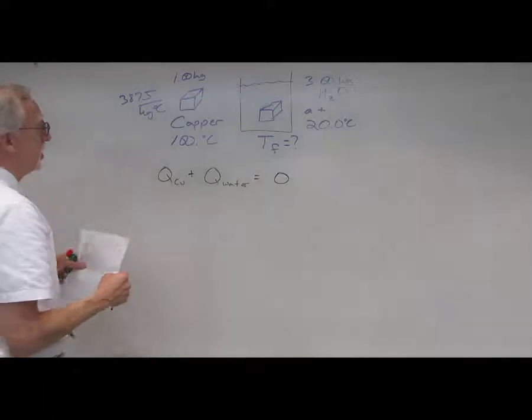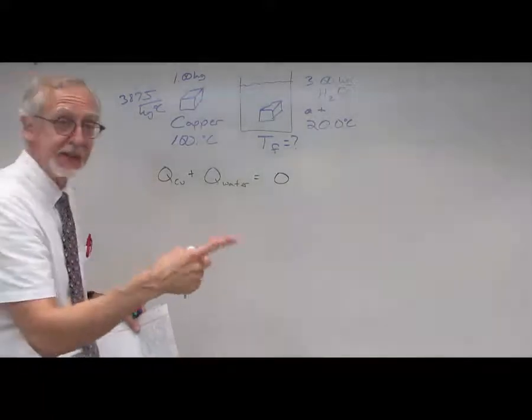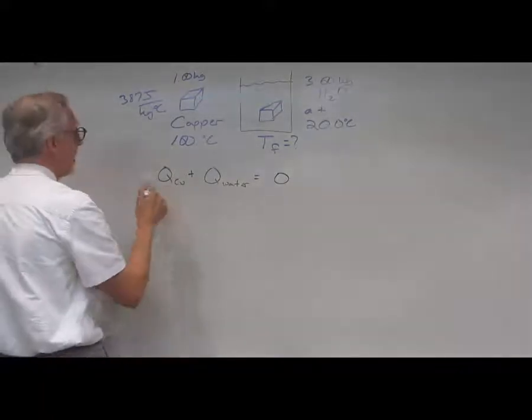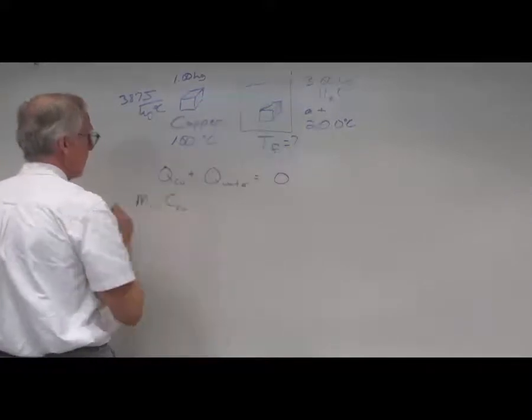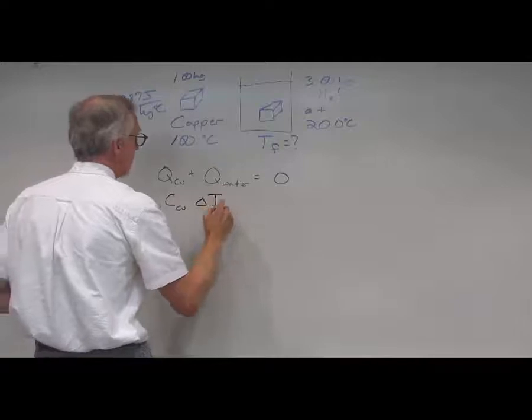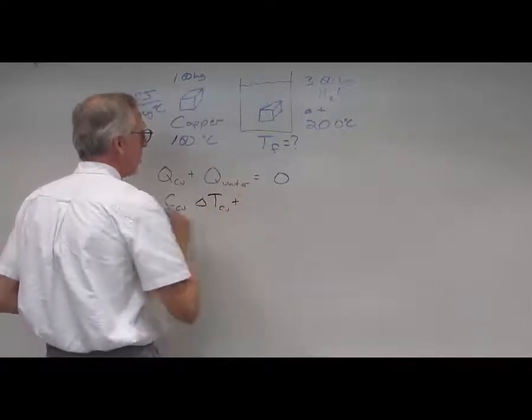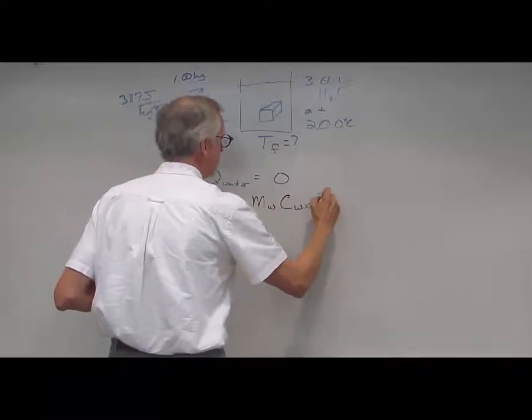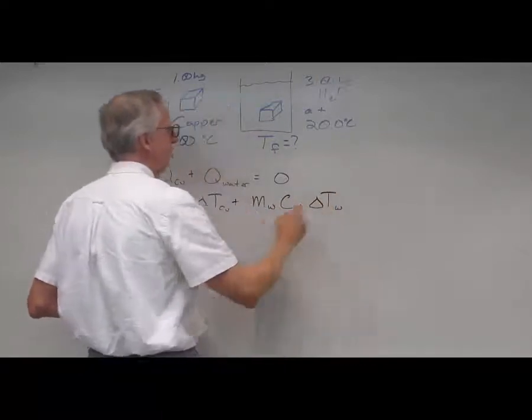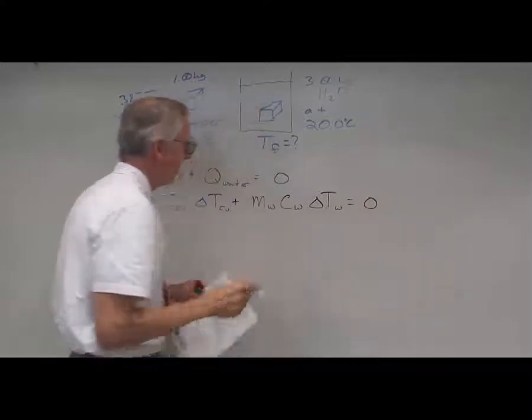All right, so what's Q of copper? We know Q equals mc delta T. So Q for copper will be mass of the copper, C of the copper, delta T of the copper, and then Q of the water will be mass of the water, C of the water, delta T of the water, and we know the sum of these must be 0.